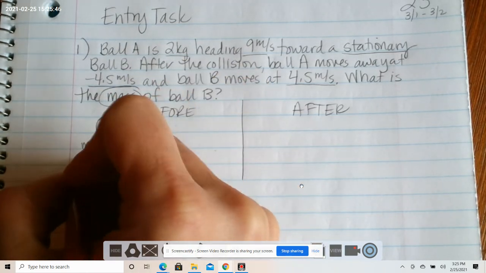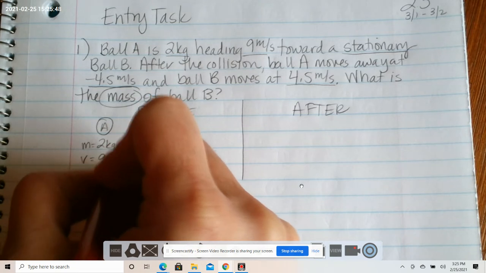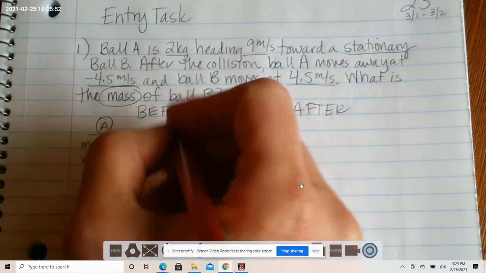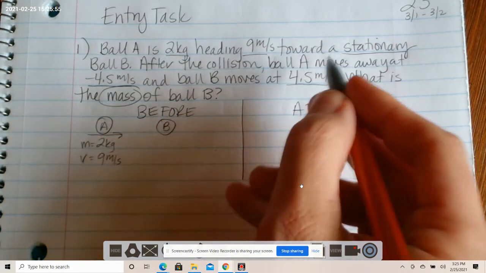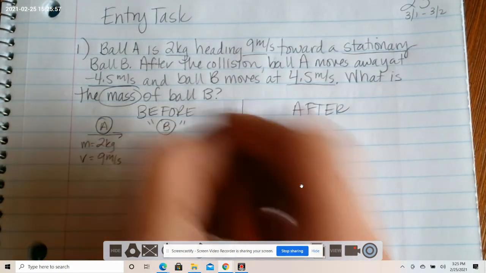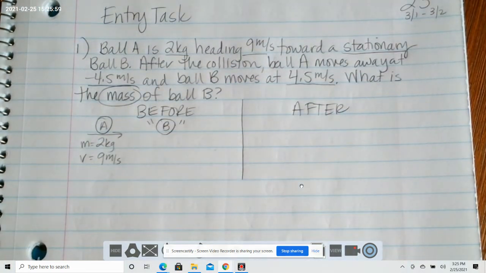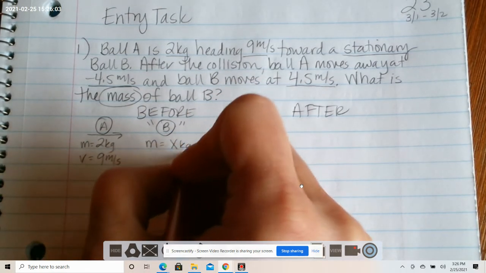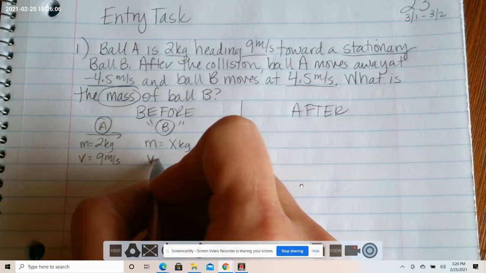kilograms, and the velocity is 9 meters per second. It's positive, so therefore it's moving to the right. And ball B is stationary. So remember, the little parentheses mean stationary. But we don't know the mass. So it's going to be X kilograms. And since it's stationary, our velocity is going to be 0.